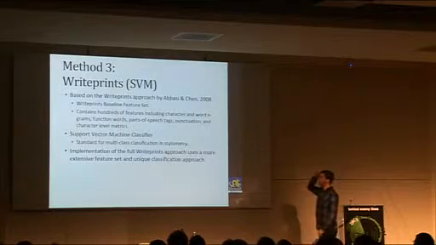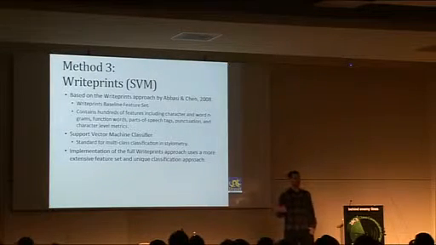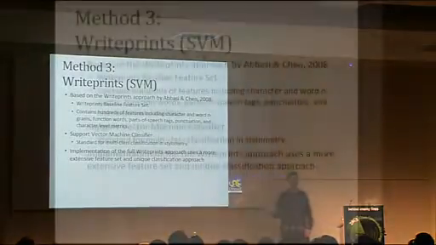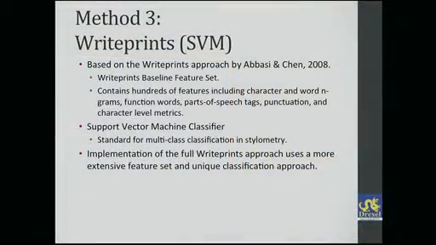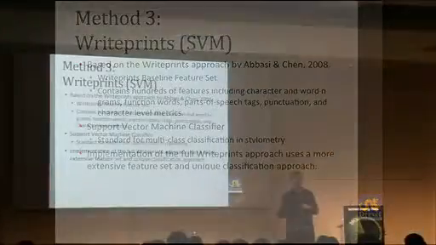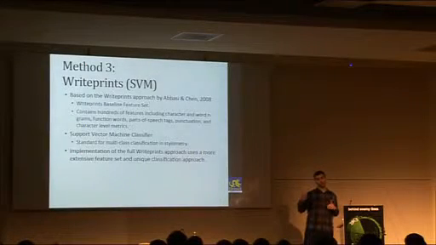The final method we looked at is Writeprints, which we consider to be the gold standard of stylometry at this point. Now, the full-on Writeprints method is very detailed, with a complex algorithm based on principal component analysis, sliding windows, and a whole bunch of other stuff. They also develop really big feature sets. But what we did was take their baseline feature set, which is about 800 different data points from each piece of text, and just apply that feature set to a support vector machine, and we get accuracy that is at least fairly comparable to the Writeprints data.